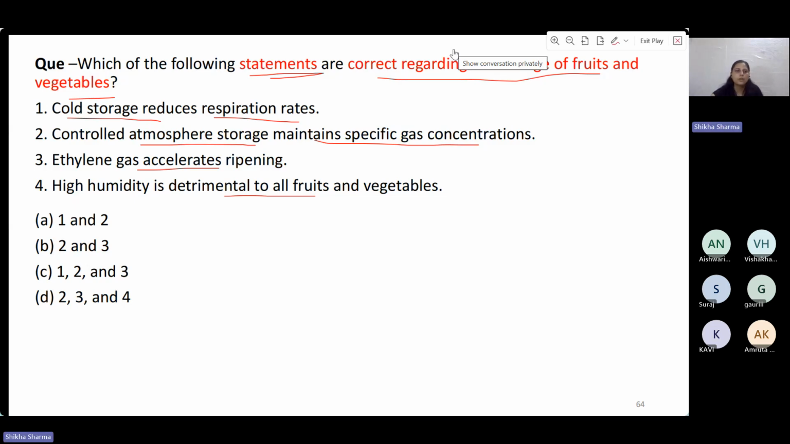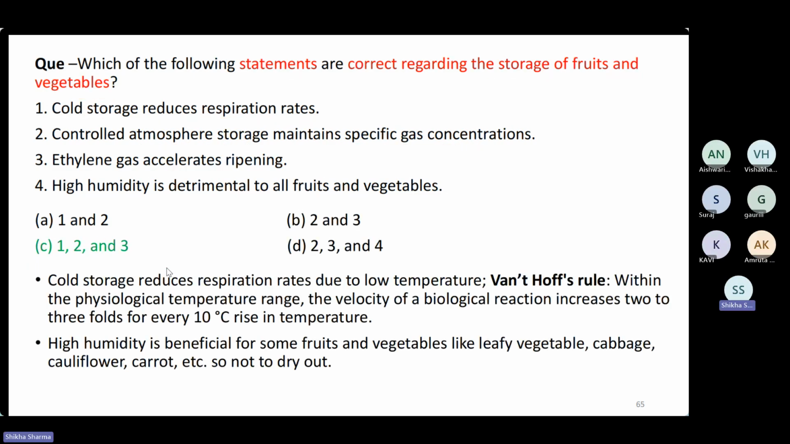So anyone would like to tell? So let's see. We see. 1, 2, 3. Okay. So you guys are correct.